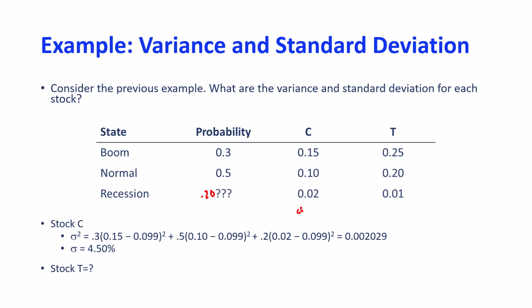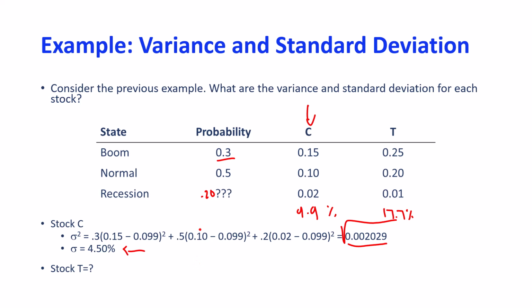We've already done this. The expected return for stock C was 9.9% and for T was 17.7%. So what you're doing here, you look at the return in a boom economy, return of C. We're doing it for C. So 15% return in a boom economy for C minus the expected return 9.9% squared times 30% chance of it happening. Then you do it for normal economy, 10% minus the expected return squared times 50%, and then 2% minus this expected return of 9.9 times 20%. This will give you a variance of 0.002029. And then if you take the square root of this, you will have 4.5% standard deviation for C.